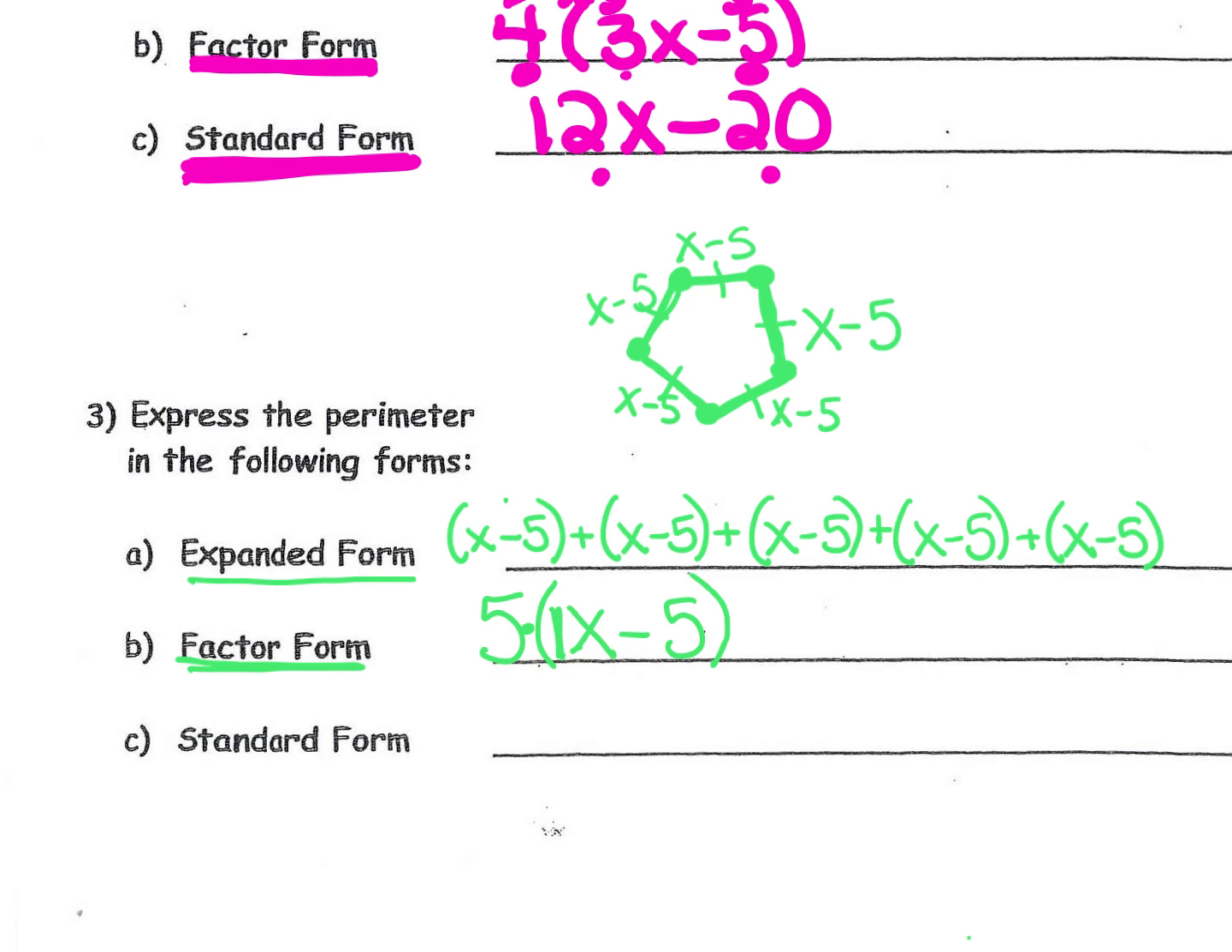To finish up, let's multiply each term by 5. We're going to distribute that 5 to each term. 5 times 1x gives us 5x, and 5 times a loss of 5, or negative 5, gives us a negative 25. That's the perimeter represented in standard form.